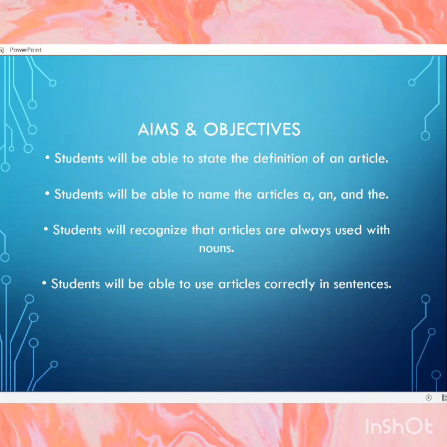Now let's look at the aims and objectives of the chapter. The aim of going through this chapter is that the students will be able to state the definition of an article. Students will be able to name the articles a, an, and the. Students will recognize that articles are always used with nouns. Students will be able to use articles correctly in sentences.